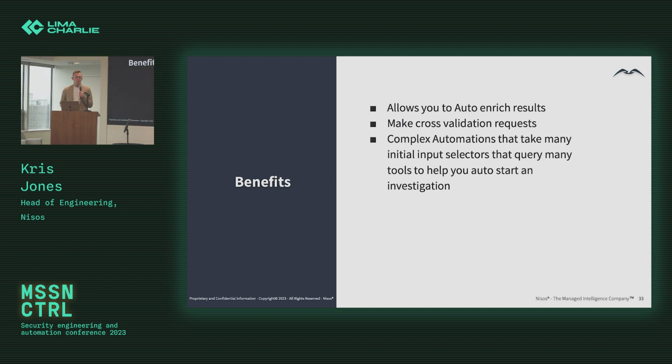From a benefit perspective, it allows us to auto-enrich results. So when you're doing initial searches, it can go off and find all the extra information about that data. And it allows you to create automations as jumping off points for investigations. If a client comes to us with a phone number or a Telegram handle, it allows us to plug that in and then auto-enrich all that information to make it a lot easier for analysts to kick off their investigation and make all of those cross-validation requests.